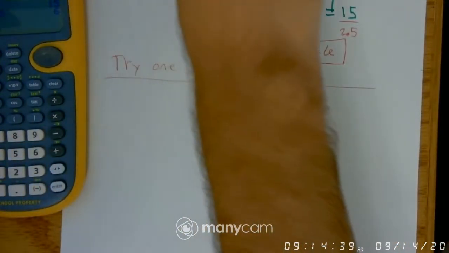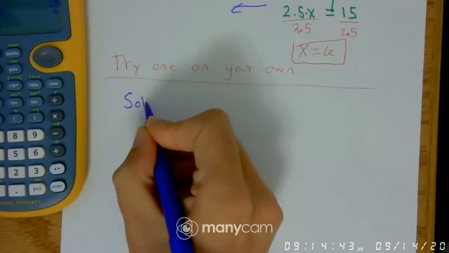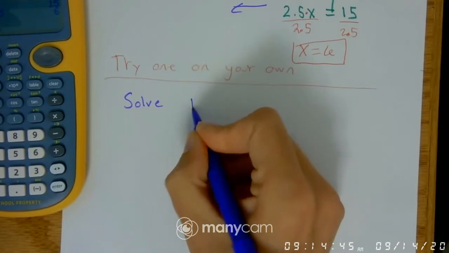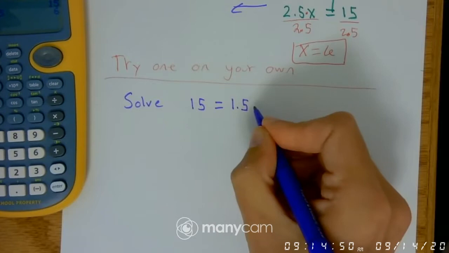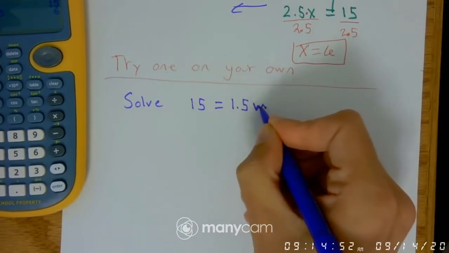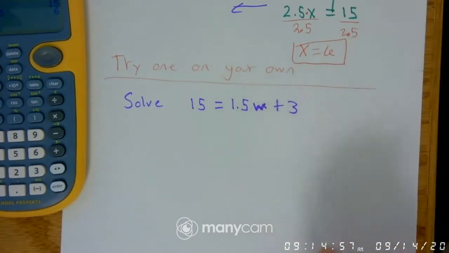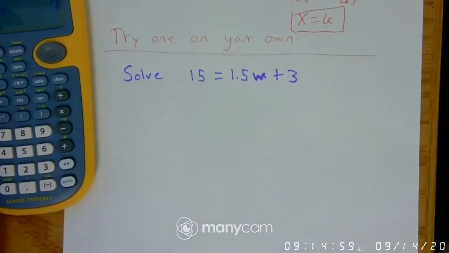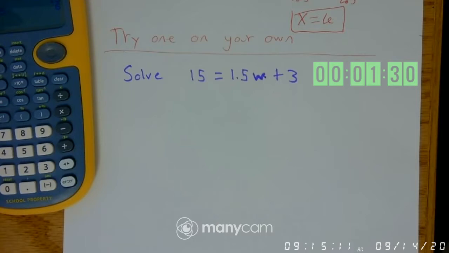So let's go ahead, and I'm going to have you guys try this one out. So I want you to solve 15 equals 1.5 W, oops, that's an ugly W, W plus 3. So I want you guys to solve for W. I'm going to give you guys a minute. Ooh, I'm going to give you a minute 30 to try this on your own.